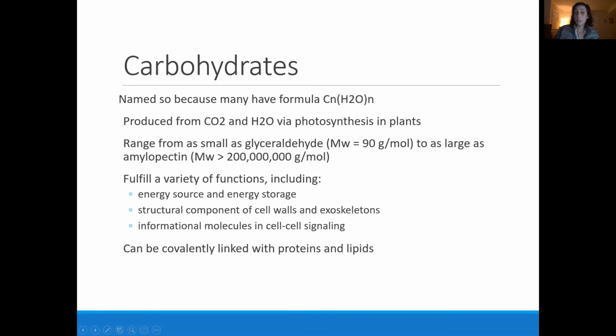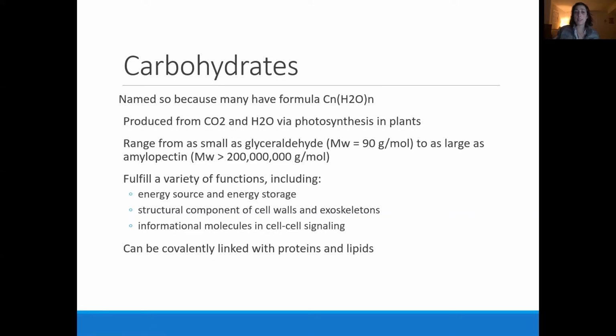They are produced from CO2 and water in plants, right? Photosynthesis is one of the main known types of processes that make sugars, and that occurs in plants. And of course, we as consumers of those plants will take in sugar and then break it down.